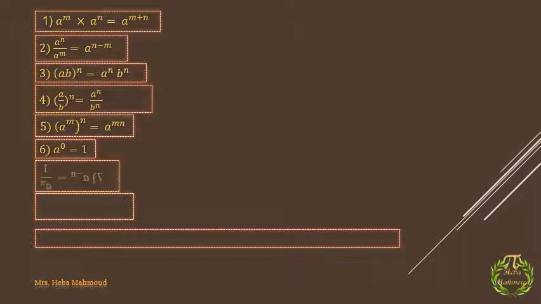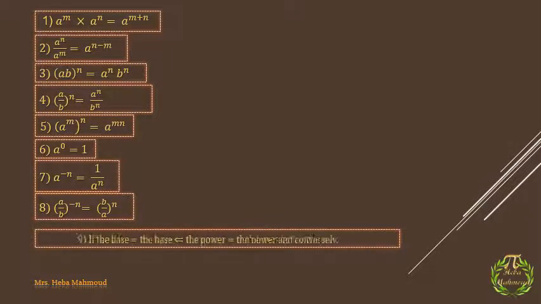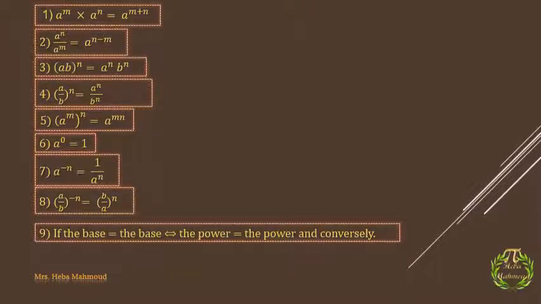Rule number 7, a power negative n, to write it as a positive power, so we will write 1 over a power n. Rule number 8, if you have a fraction all power negative power, like a over b all power negative n, so it will be b over a all power n. Rule number 9, if the base equals the base, so the power equals the power. And conversely, if the power equals the power, so the base equals the base.